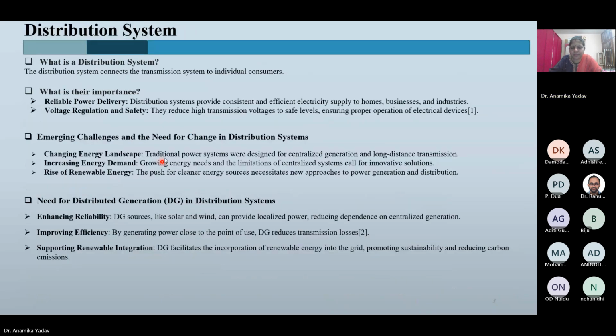In a similar way, in distribution systems, the main challenge is the intermittent nature of the DGs.